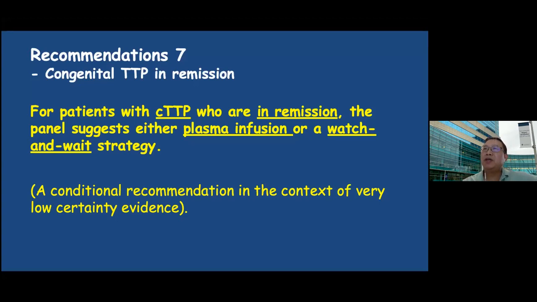If you don't have any symptom, let's say your platelet count is normal, you don't feel anything wrong. In this case, we actually suggest either way: either give a plasma infusion every week or every 2 weeks, or you just watch and wait. You just see what happens, okay? Either one will be acceptable, because giving plasma also has a risk, having a reaction to the plasma.